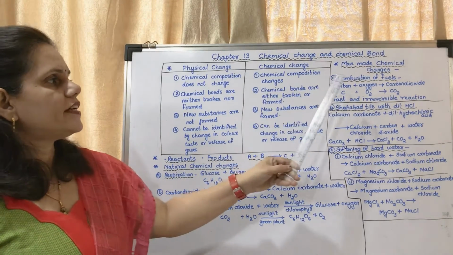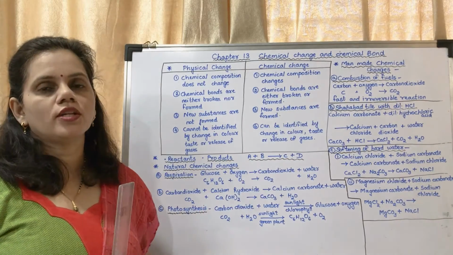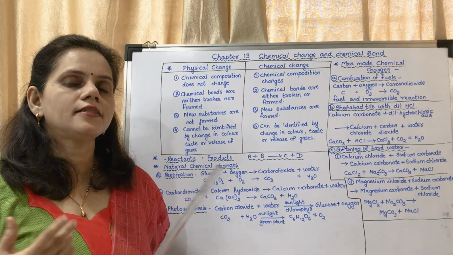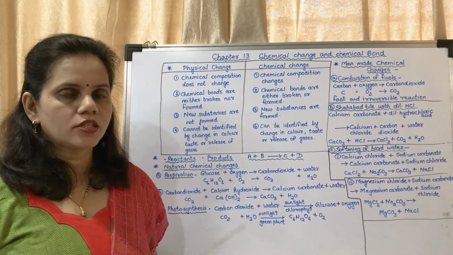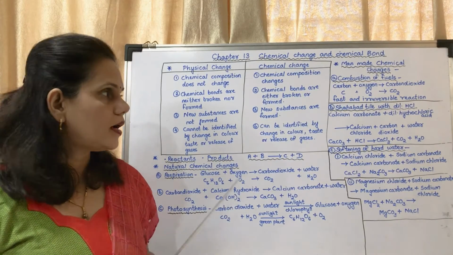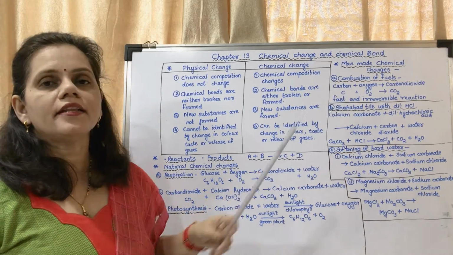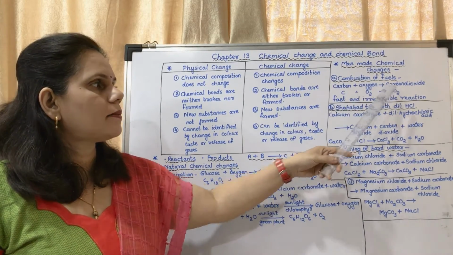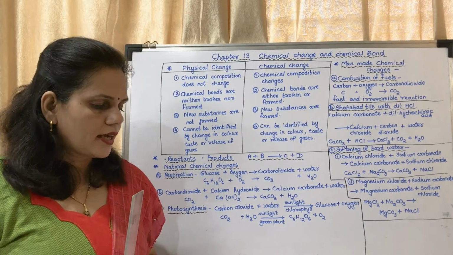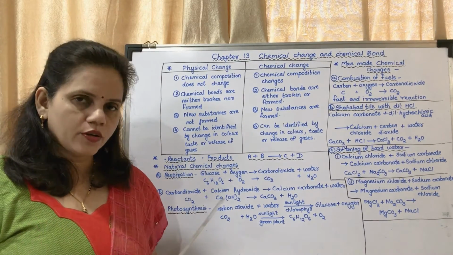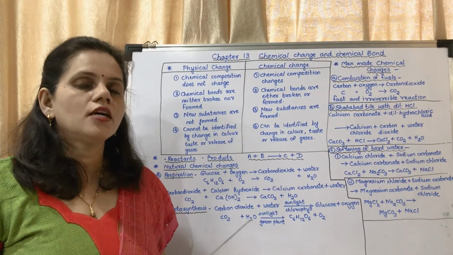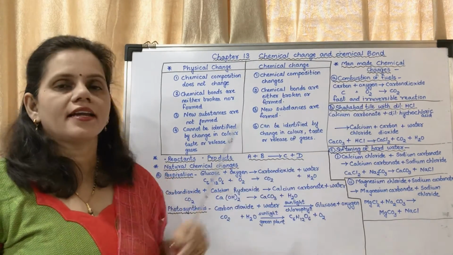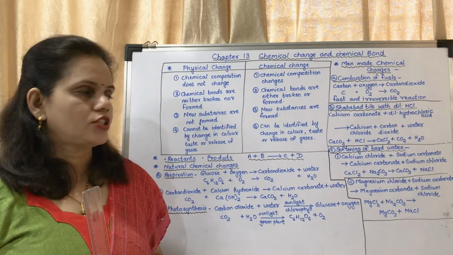Besides that, the first one is combustion of fuels. Combustion means burning of fuels. When the fuels are burned, the carbon in the fuel reacts with oxygen in the atmosphere to form carbon dioxide gas. This is a very fast and irreversible reaction.